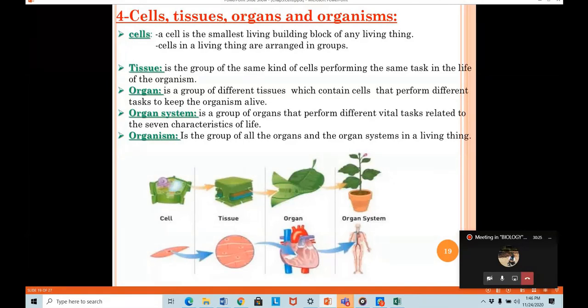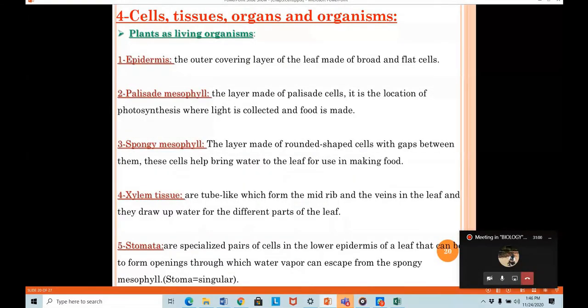What is an organism now? Who can read it? Organism is the group of all the organs and the organ systems in a living thing. Very good. So the basic level over here is the cell, and what is the most complex level here? It's the organism. Very good. Clear? Ladies, any questions? Shall we move on? Yes. Okay, thank you.